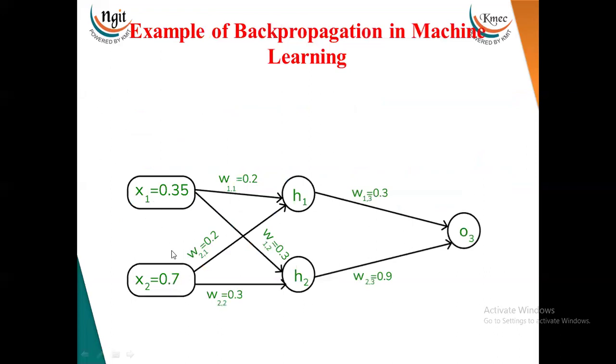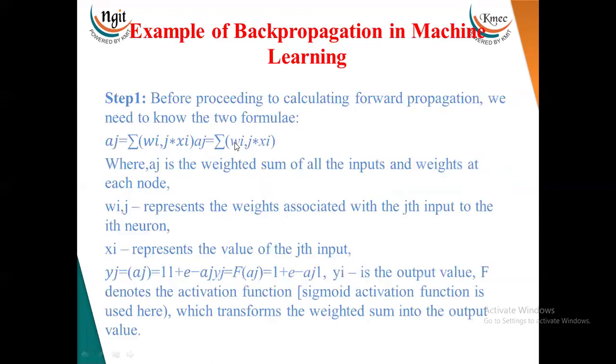If you see here, we have two neurons, x1 and x2. This is the weight for x1 to 1, that is 0.2, and x1 to 2, that is 0.3. X2 to 1 is 0.2 and 0.3. And finally, from H1 to O3 is 1.3, and H2 to O3 is 0.9. So this is the example given over here.